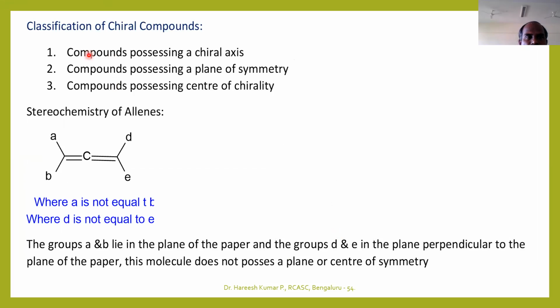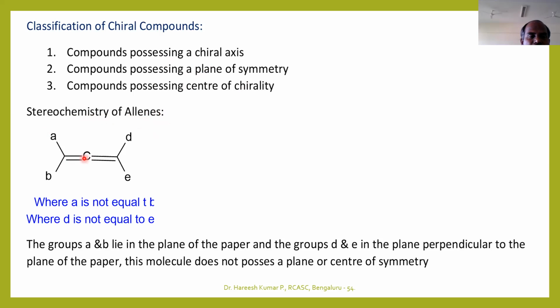So what is this? Classification of chiral compounds. Compounds possessing a chiral axis. Compounds possessing a plane of symmetry. Compounds possessing a center of chirality. So these are the three kinds we will discuss in the next hour or so. From that, the first kind is called stereochemistry of allenes.